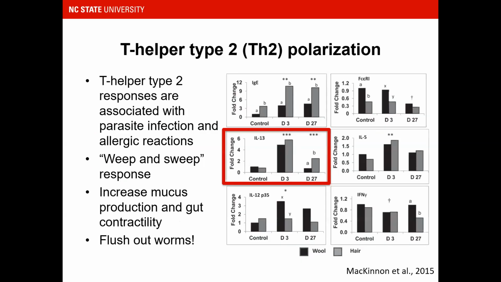And then these hair sheep are able to generate this Th2 type immune polarization. This Th2 type response is often associated with parasite infections as well as allergic reactions. And it's commonly referred to as the weep and sweep response. So we get an increase in mucus production and an increase in gut contractility. So essentially you're washing out whatever's in the gut and you're increasing smooth muscle contractions, which is forcing whatever's in the gut out. And so the idea is you're flushing out the worms. Those worms, anything that's in there, it's a less favorable environment for them to be hanging out in.